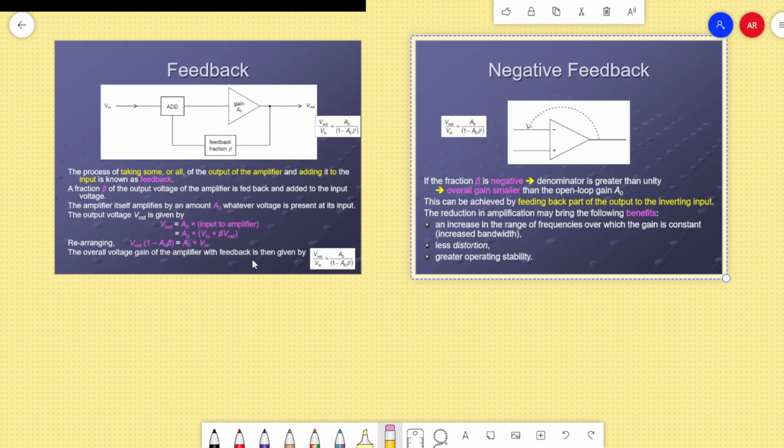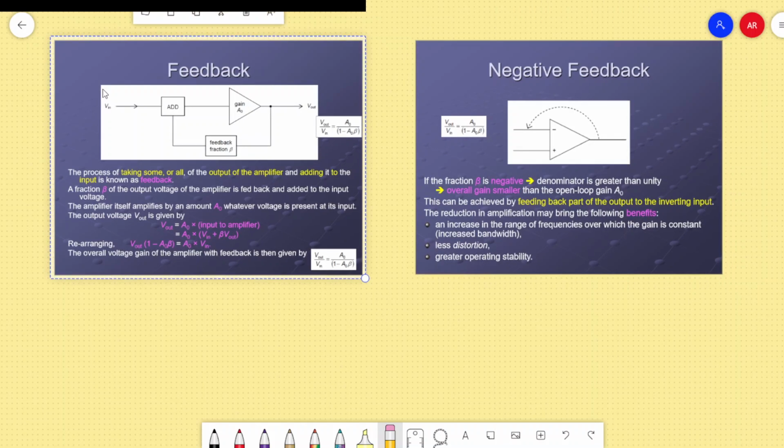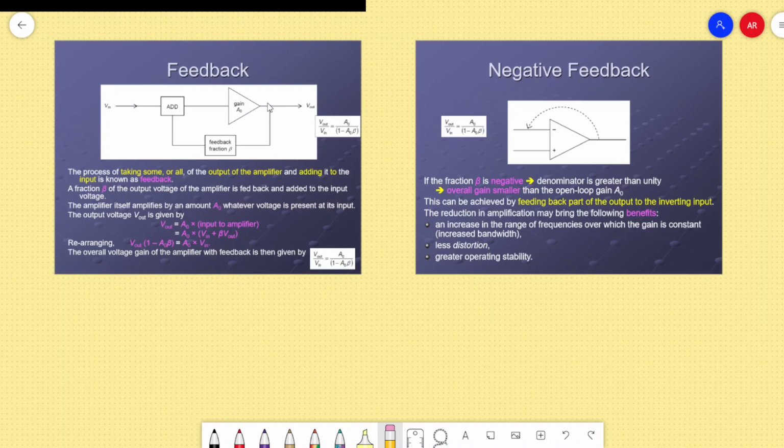Okay. So here we are in this feedback topic. What we are doing is taking some part of the voltage output into the input terminal. This voltage output that I am feeding back to the input terminal is what we call feedback. And when I do this, I can feed the whole voltage output back to the input, or any fraction of the voltage output.